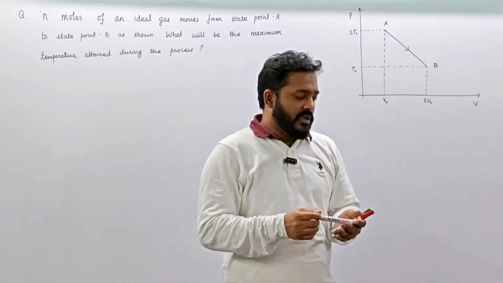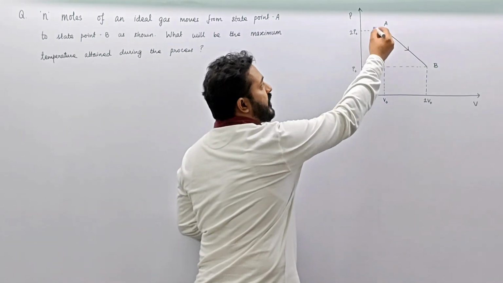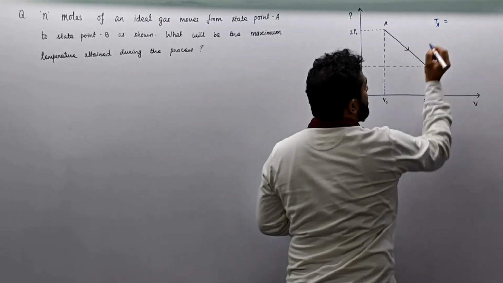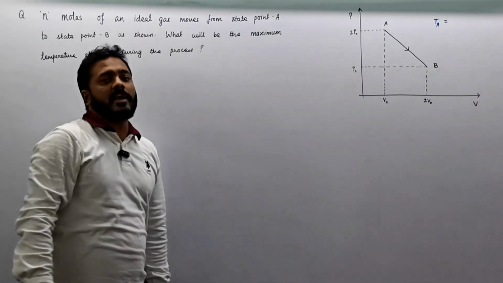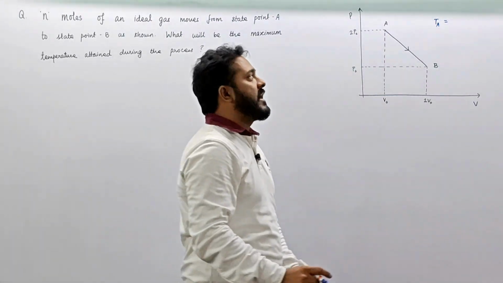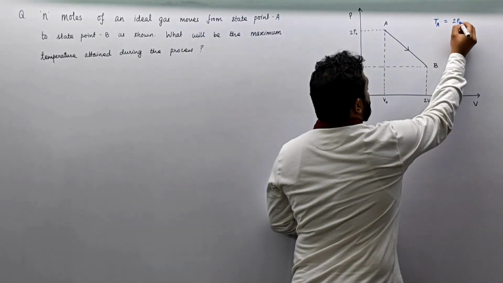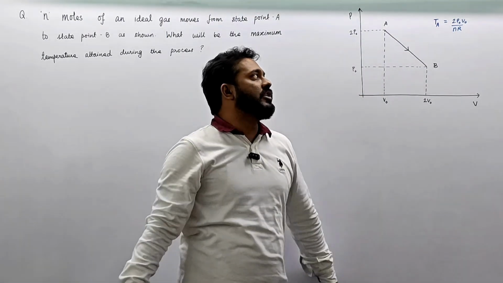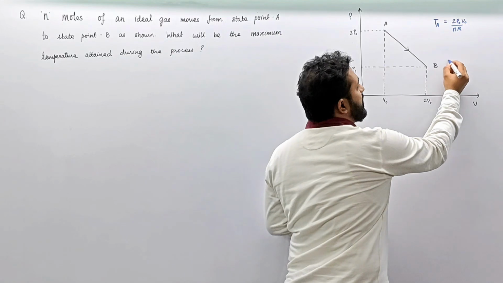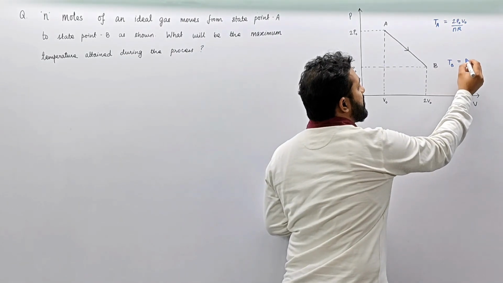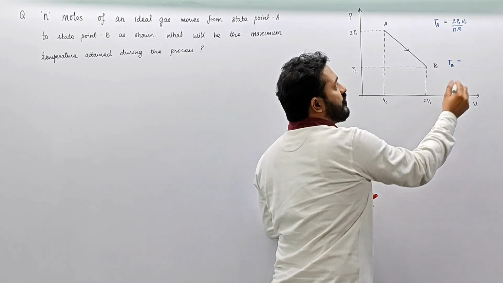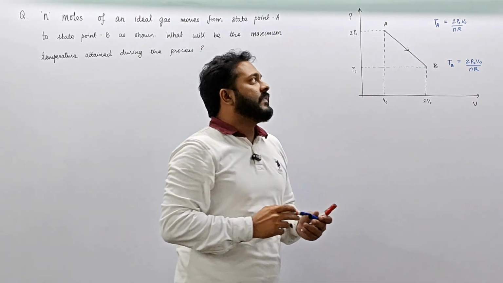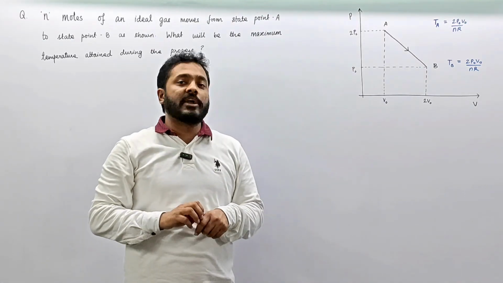If we calculate at state point A, writing the temperature as T A, then from the equation PV equals nRT, T equals PV by nR. So temperature at A is 2 P naught V naught by nR. And if we calculate temperature at B, it is P naught into 2 V naught, so we get 2 P naught V naught upon nR. So we can say that temperature at A is equal to temperature at B.